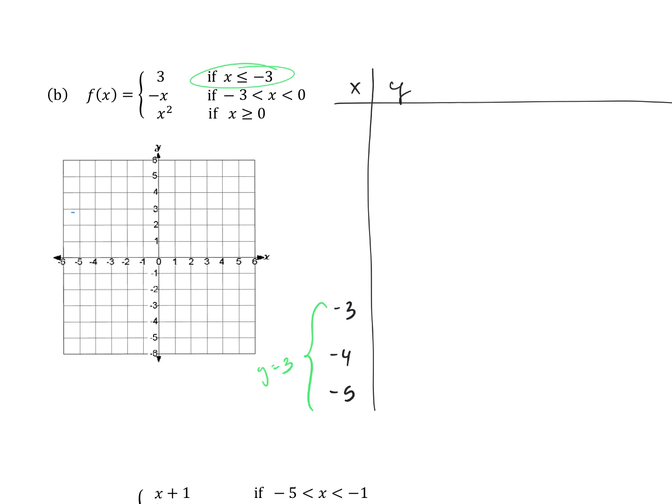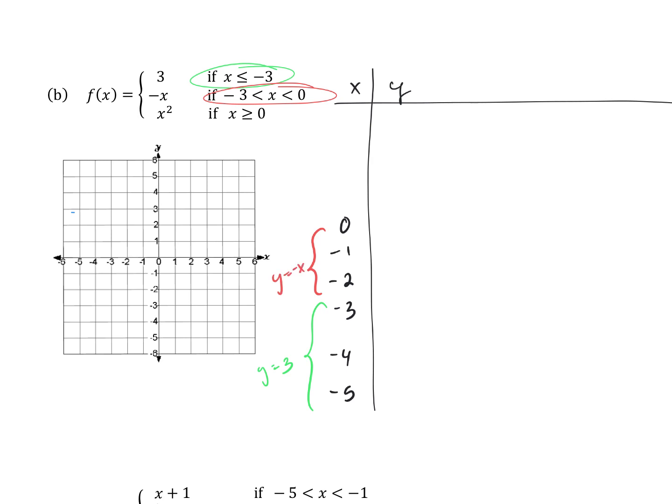And then let's see, the next one we're looking at, in between negative 3 and 0, we have negative x. So what points could I pick there? How about negative 2, negative 1, and 0? And it's not equal to either of these. So that one is going to be y equals negative x.